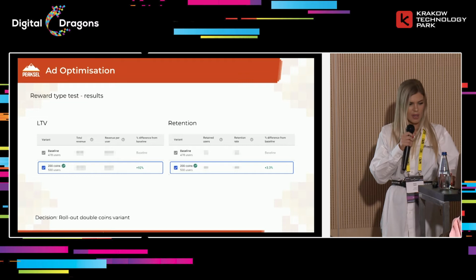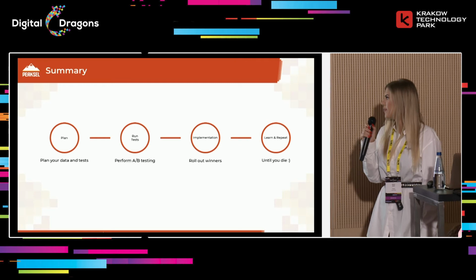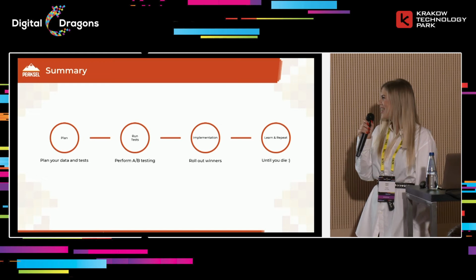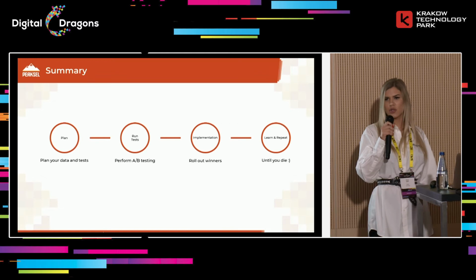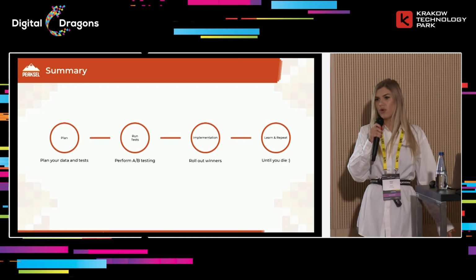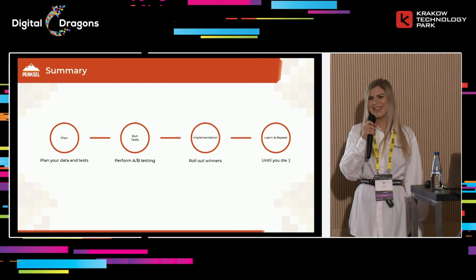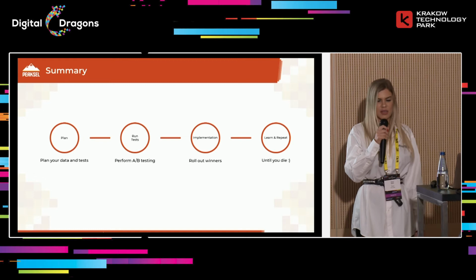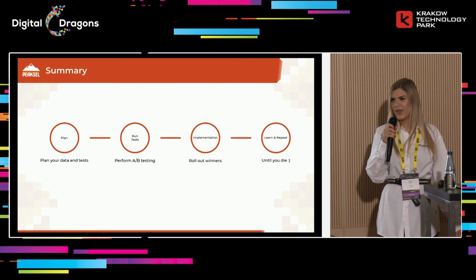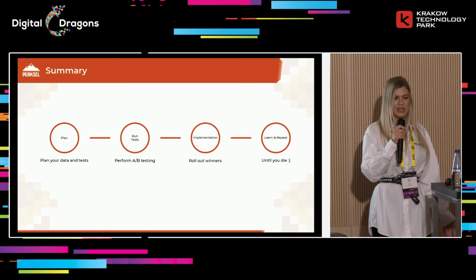Okay, so to sum everything up, here we have a diagram for you. First of all, as we said, it is best to plan your data ahead and also your tests so that you know what you're looking for. Then, of course, run those tests, and when you find out which are the winners and what's best for your game, you implement that one. And the last step is to observe everything, learn from all the tests you did, even the failed ones, and repeat and iterate until you die.